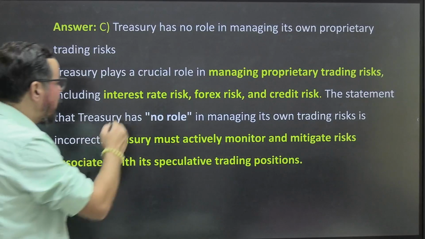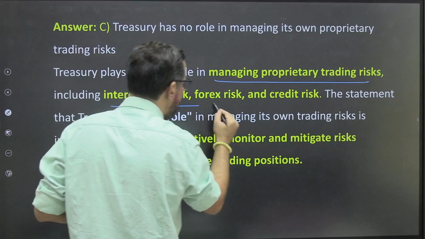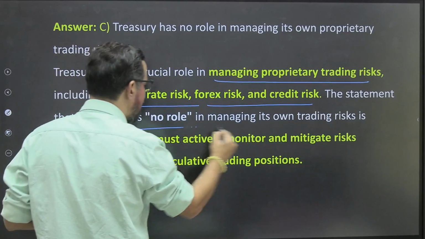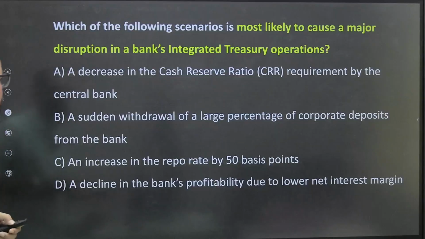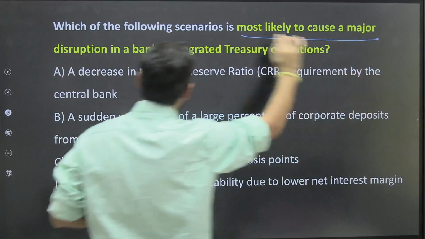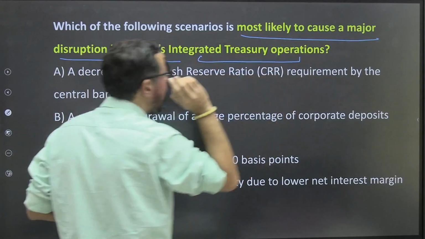So Treasury plays a crucial role in managing proprietary trading position risk, including interest rate, forex, and credit risk. The statement that Treasury has no role is wrong. ठीक है, आगे बढ़ते हैं. Which of the following scenarios is most likely to cause a major disruption in a bank's integrated treasury operations?